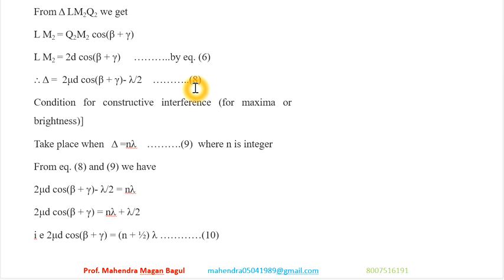Now, the condition for constructive interference, that is the condition for maxima or brightness, takes place when del, that is the path difference, is equal to n lambda, where n is an integer. Therefore, by comparing equation 8 and 9, we get 2 mu d cos of beta plus gamma minus lambda by 2 is equal to n lambda. Therefore, taking minus lambda by 2 to the RHS, it becomes positive. Taking lambda common, we get 2 mu d cos of beta plus gamma is equal to n plus 1 half into lambda. Consider as equation number 10.